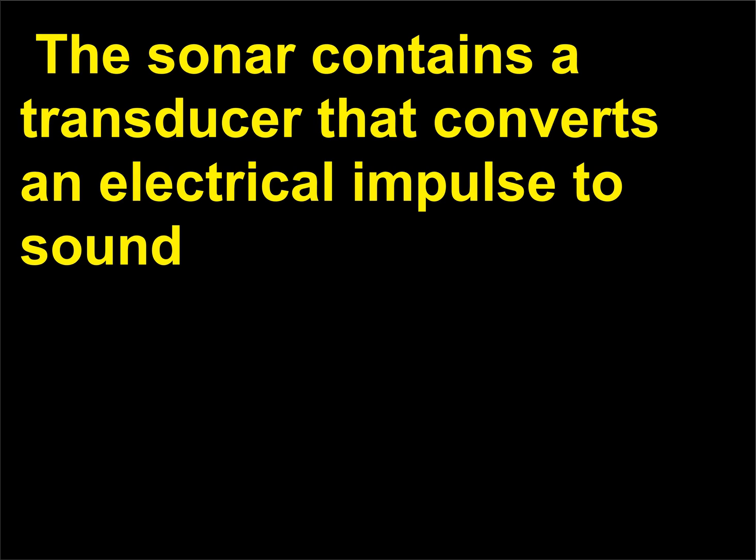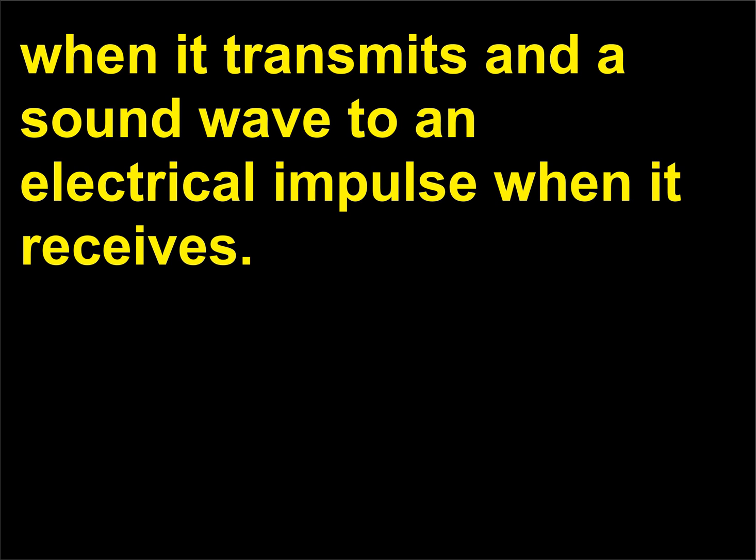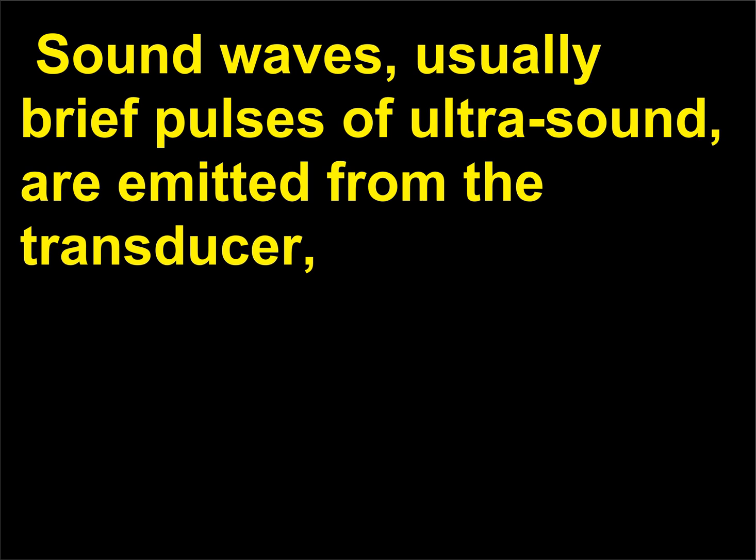The sonar contains a transducer that converts an electrical impulse to sound when it transmits, and a sound wave to an electrical impulse when it receives. Sound waves, usually brief pulses of ultrasound, are emitted from the transducer, reflected off an object, and reflected back to the transducer.